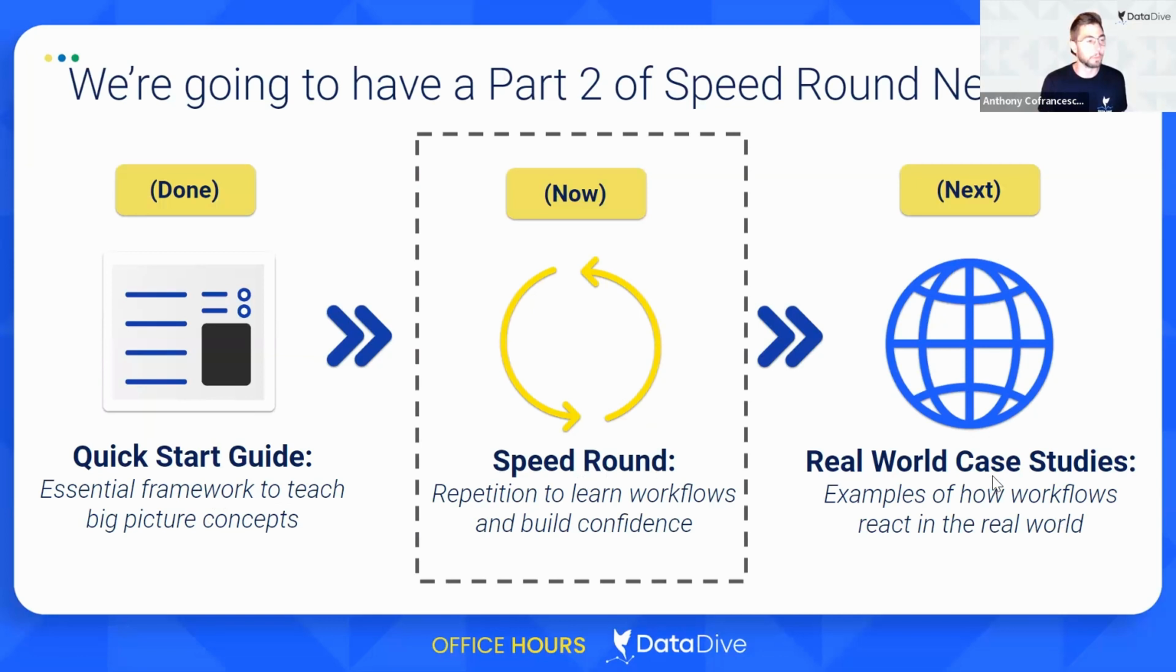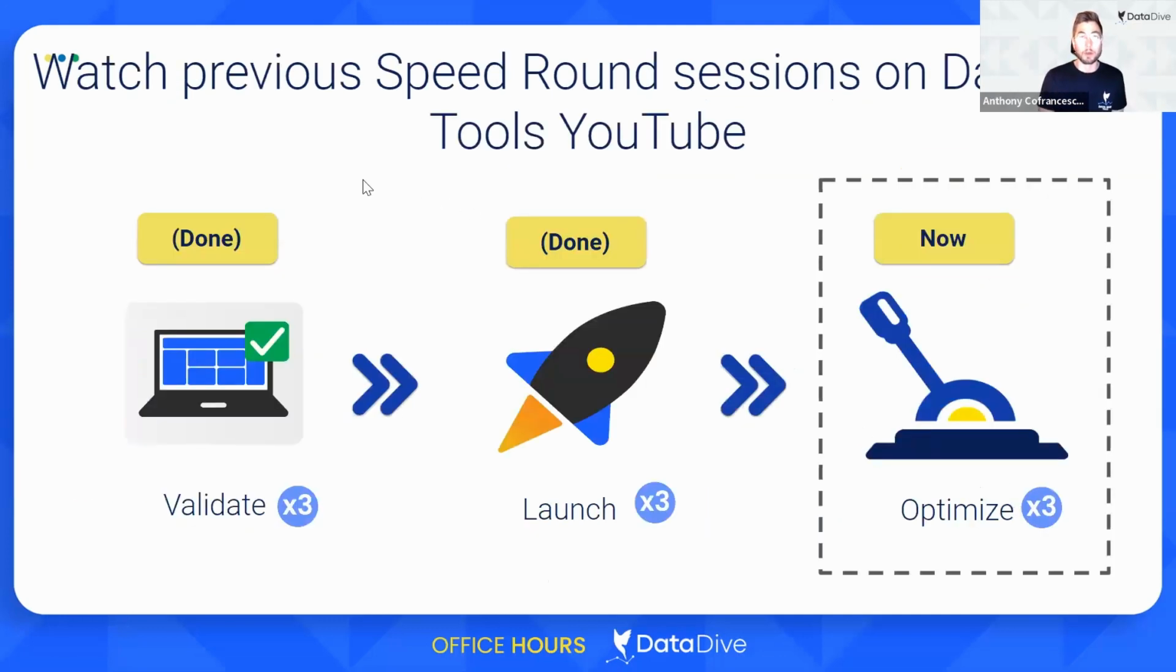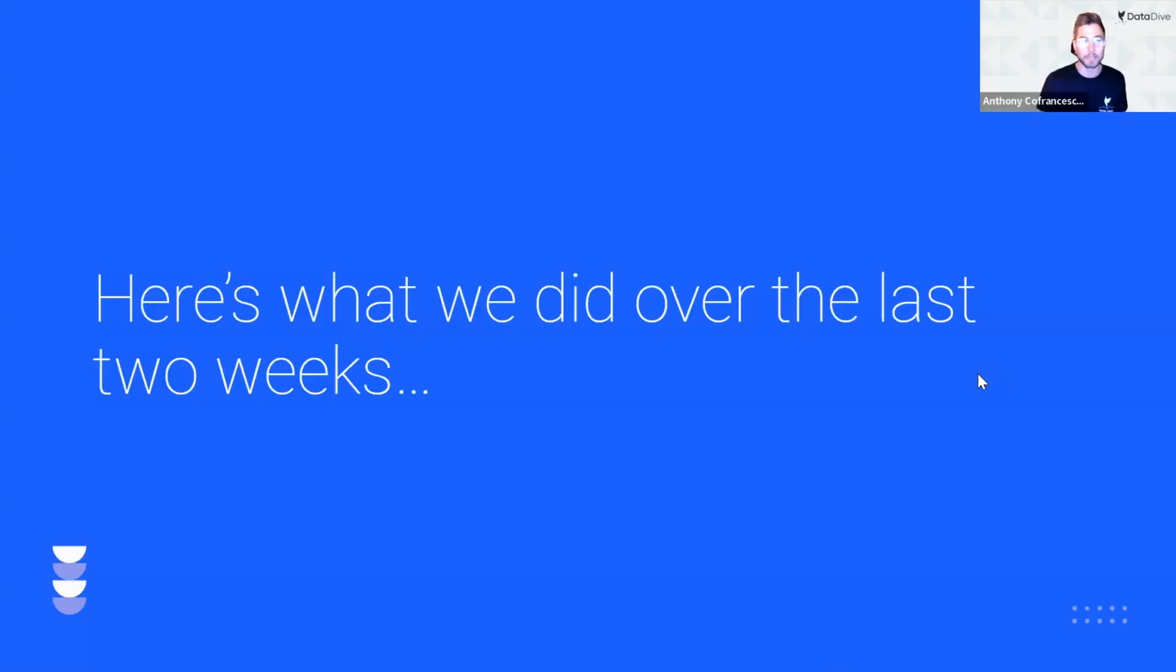And then after this, we're going to move into real world case studies. And this is going to move beyond the theoretical, and we're going to cover examples of how these workflows react in the real world. So like I said earlier, all of the previous speed round sessions are on the Data Dive Tools YouTube channel. So we've already done validation, where we validated 3 products in 30 minutes. We've already gone through the workflow of launching 3 products in 30 minutes. And today we're going to optimize 3 products in 30 minutes. And this is going to be the first part of a 2-part series we do. We'll do another more advanced optimization next week.